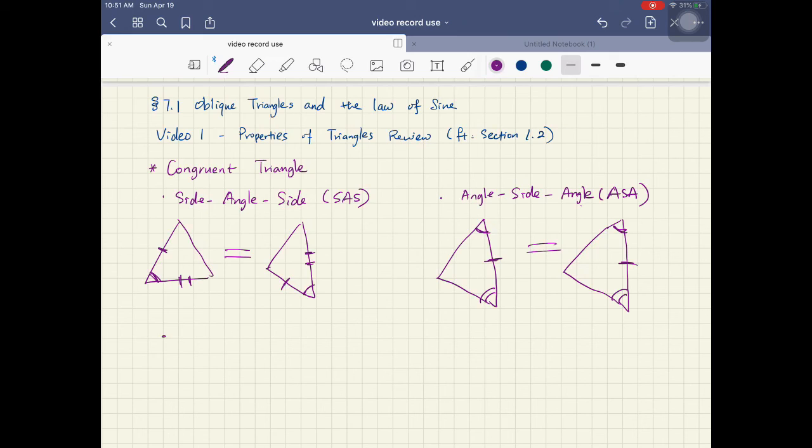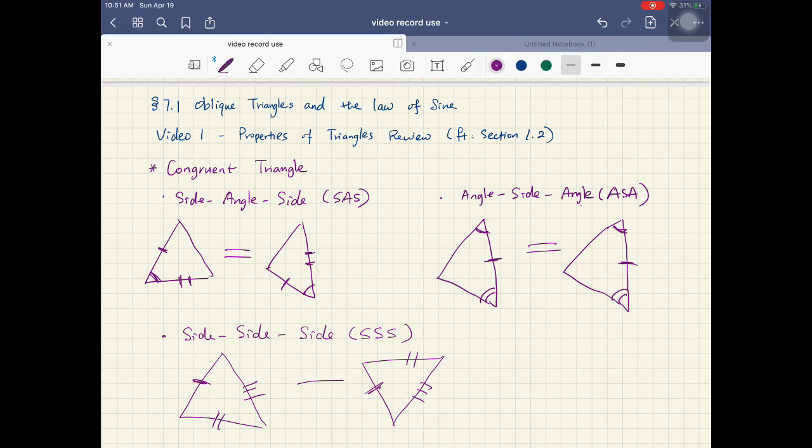The third one is side side side, or SSS. This one is very straightforward. I have two triangles, and no matter how I place them, I know the three sides are the same between those two triangles. I do not need to check any of the angles, and I can conclude those two triangles are congruent. They are exactly the same triangle.